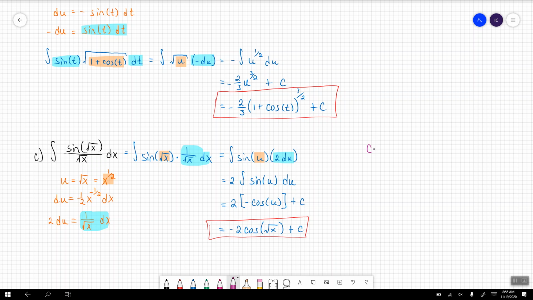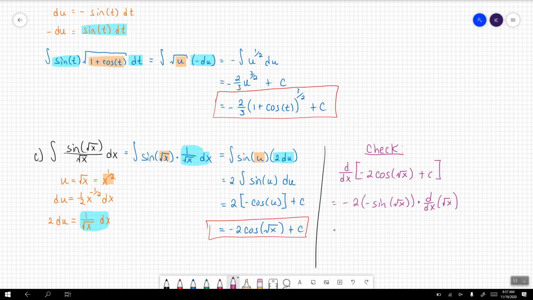So let's check really quick. Let's take the derivative for the answer that we found: negative 2 cosine of the square root of x plus c. Taking the derivative, this will be negative 2 times negative sine of the square root of x multiplied by the derivative of the square root of x.